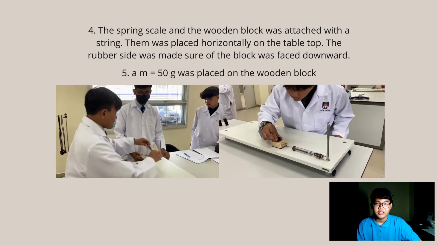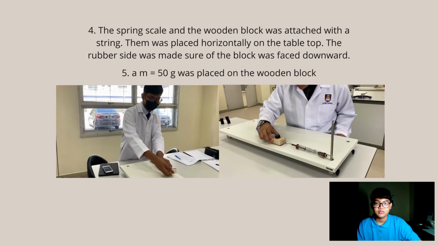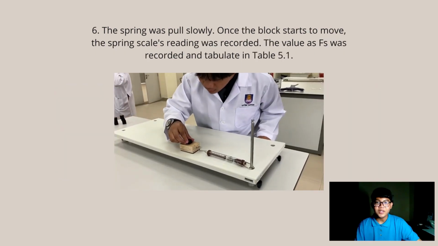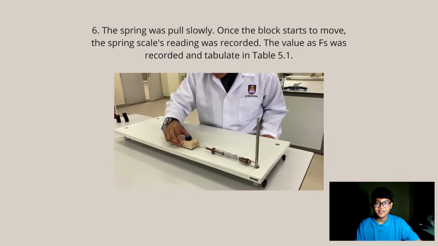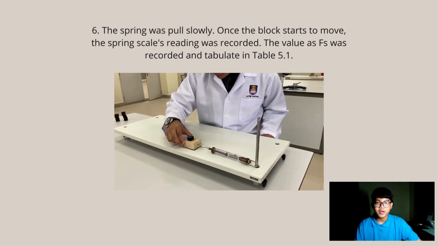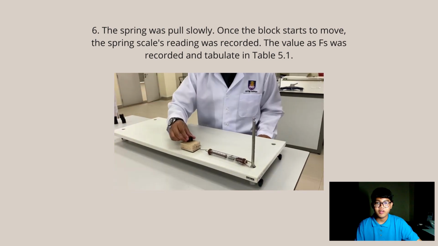After that, a mass of 50 grams was placed on the wooden block. Next, the spring scale was pulled slowly. Once the block starts to move, the spring scale reading was recorded. The value as static friction force was recorded and tabulated in table 5.1.